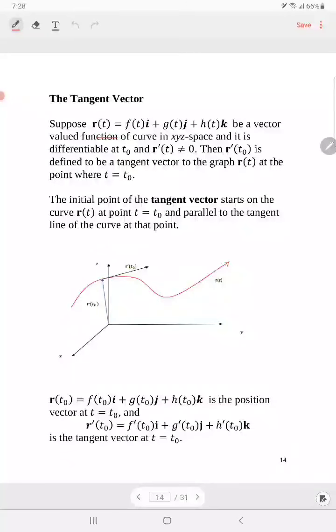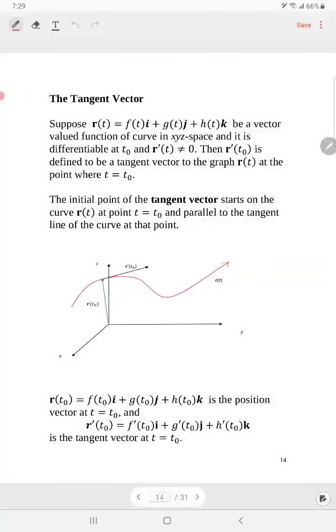Today's topic is on the tangent vector. Suppose you have a curve in xyz space represented by vector function r, which is equal to f(t)i plus g(t)j plus h(t)k, and let's say your vector function r is differentiable at t equals t naught and r prime t is not equal to 0. Then r prime at t naught is defined to be the tangent vector to the graph r(t) at the point where t is equal to t naught.